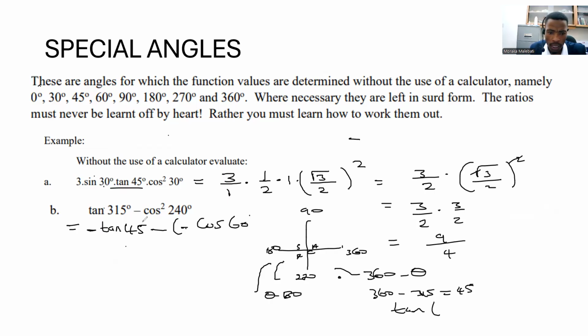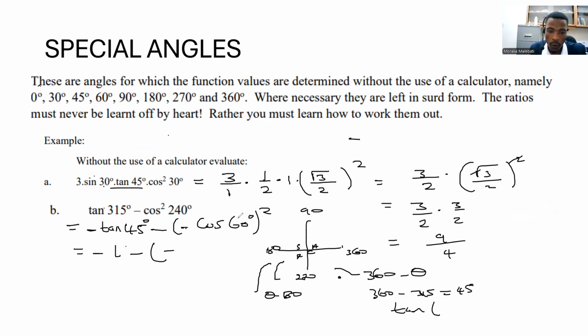Let's put them, and then we still have this squared. Now remember, they said without the use of a calculator. Because this is a special angle, tan 45 is a special angle, right? So we know that tan 45 is 1, then minus into, but we can just say this first. Then what about this one?